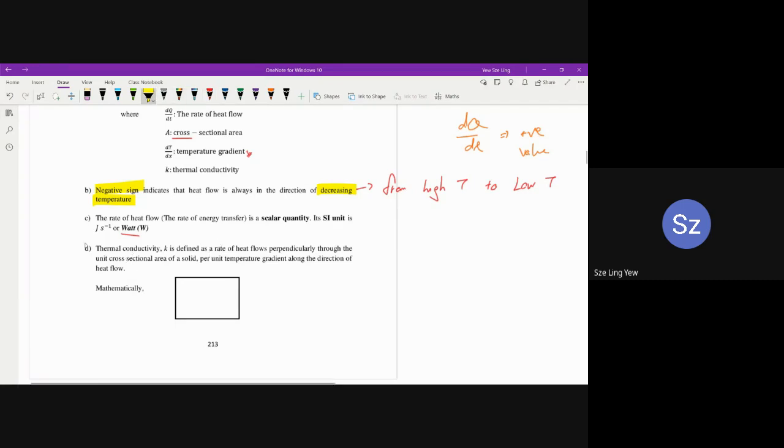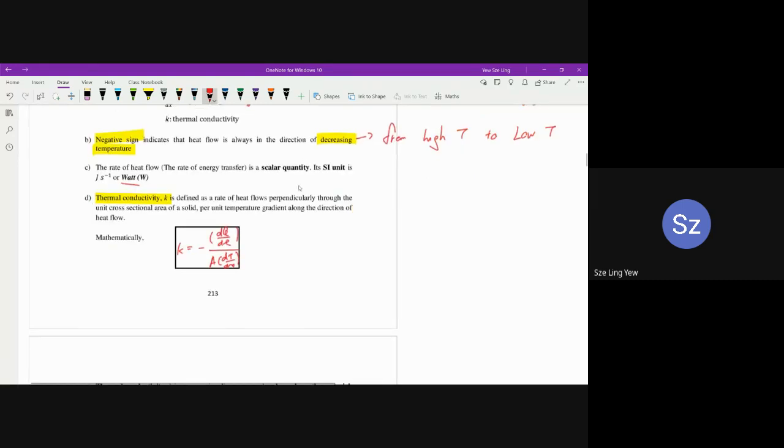Thermal conductivity is defined as the rate of heat flow perpendicularly through the cross-sectional area of a solid per unit temperature gradient along the direction of heat flow. Mathematically, you just rearrange the equation above, and that gives the definition of thermal conductivity: dQ over dt divided by A dT over dx. You just rearrange the equation for the rate of heat flow.